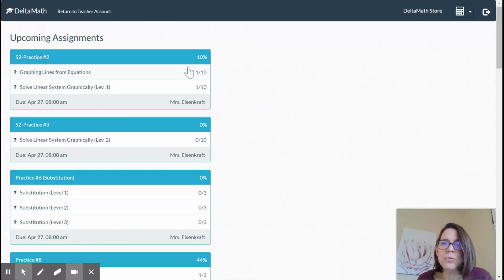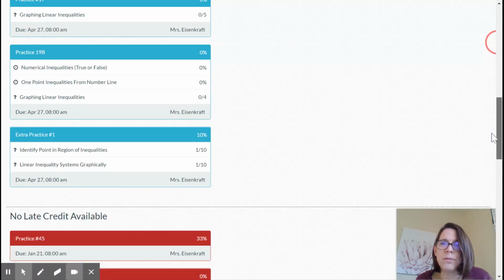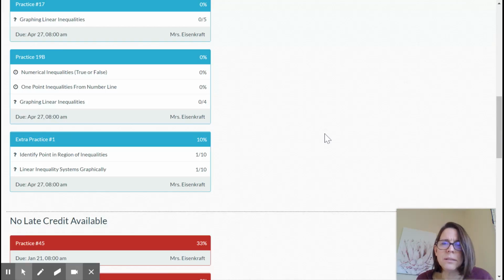If you go to DeltaMath, you will first notice that all your semester 2 assignments are now blue, as we have changed the due dates to encourage you to go back and finish them, or revisit them if you would like. The extra practice, probably because of the due date change, is all the way at the bottom. Extra practice number 1 is based on the work we did the last week or two with systems of inequality.